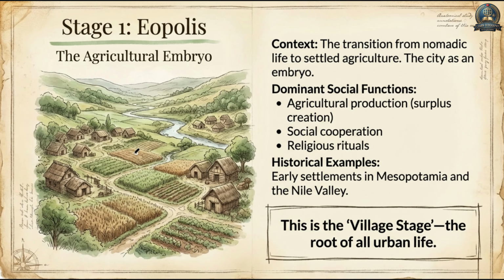Stage 1, Eopolis, the agricultural embryo. The transition from nomadic life to settled agriculture, the city as an embryo. Dominant social functions: agricultural production, surplus creation, social cooperation, religious rituals. Historical examples: early settlements in Mesopotamia and the Nile Valley. This is the village stage, the root of all urban life.